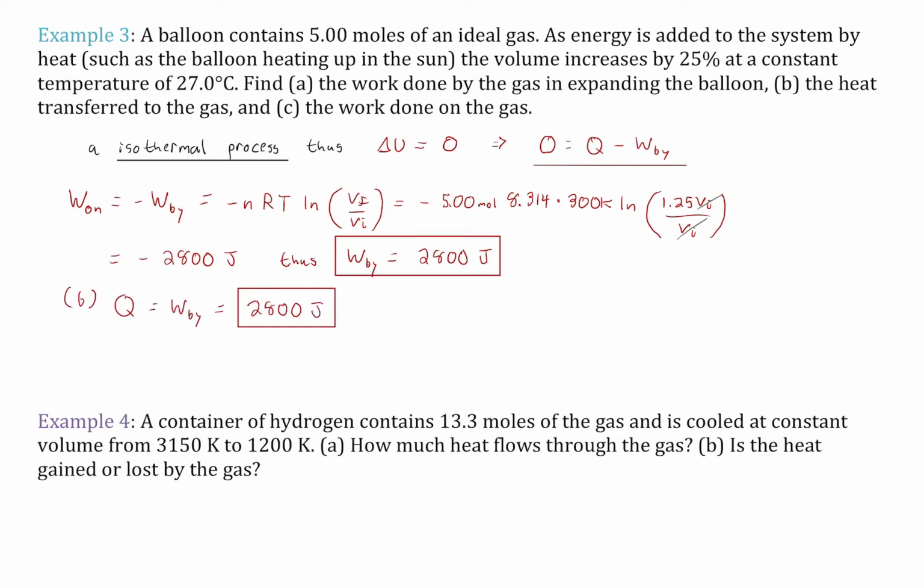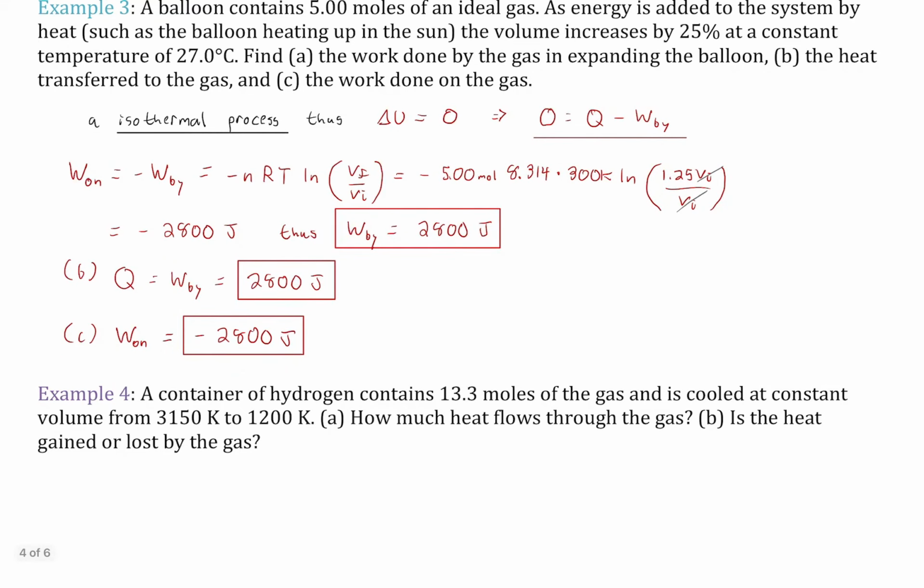Part B, then we want to find the heat transferred to the gas. Well, since it's isothermal, we know right away that Q equals work by. That's easy. That means it's just the same number, 2,800 joules. And now what about the work done on the gas? Well, the work done on the gas, we actually already know, is just the negative of whatever work the gas does. So it's just negative 2,800 joules. Wonderful. We're done. So there's an example of an isothermal process.